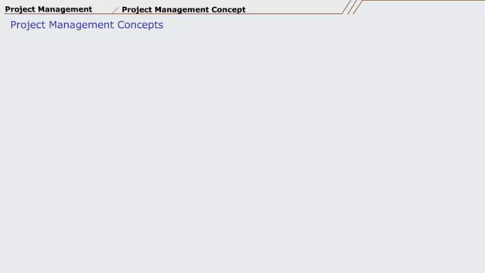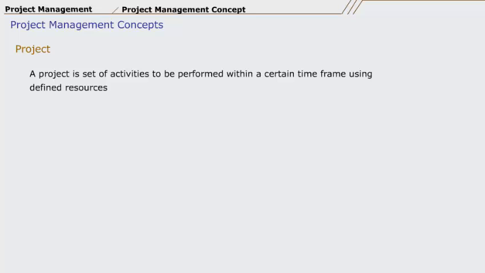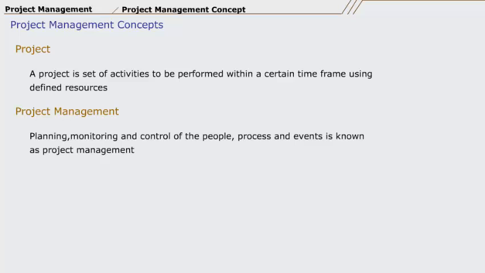For this purpose, we go through the project management concepts. First of all, we look at the meaning of a project. A project is a set of activities to be performed within a certain time frame using defined resources. And the project management is the planning, monitoring, and control of the people, process, and events.